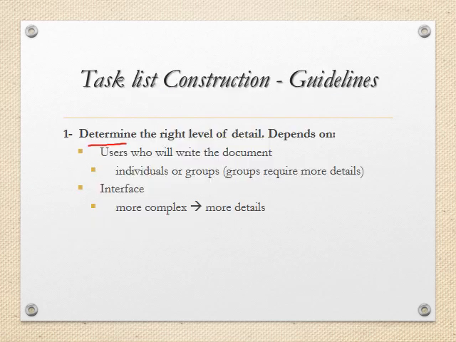Guideline number 1, determine the right level of detail. This depends on the user who will write the document, individuals or groups. Groups, for example, require more detail than individuals. Second, the interface. A more complex interface requires more details. So the level of detail that we need to include in our task depends on the type of users who will write the document and the interface that needs to be explained.